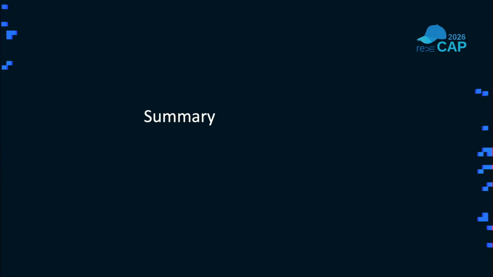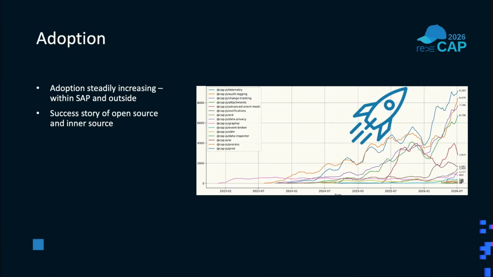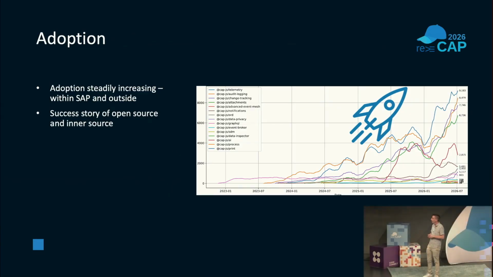All right, so to sum it up, lots of investment, lots of innovation going on here in the space. And the adoption is steadily increasing, right? So on this diagram, you can see the download numbers from NPM for the Node plugins. And compared to last year or 2 years ago, we can see steady increase of the consumption, steady increase of the adoption. So it's really a success story of not only inner source, but also open source.